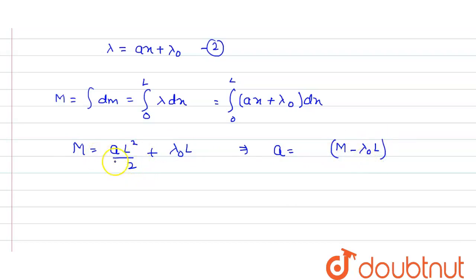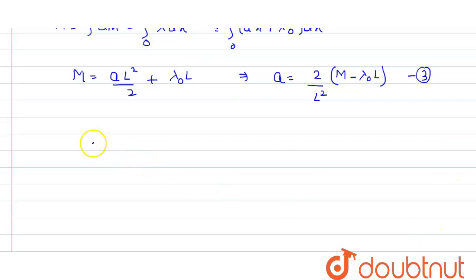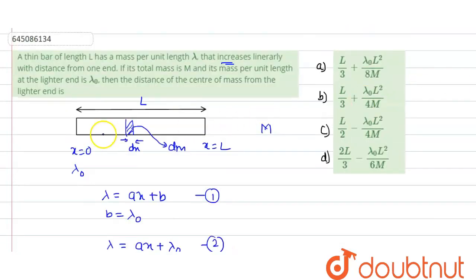Now we can just multiply 2 and divided by L square. So it would be 2 divided by L square. Let's say this is our equation 3. Now we need to find the value of the location of the center of mass. So the x coordinate, because it would be lying in the x direction. So the x coordinate we can just find.